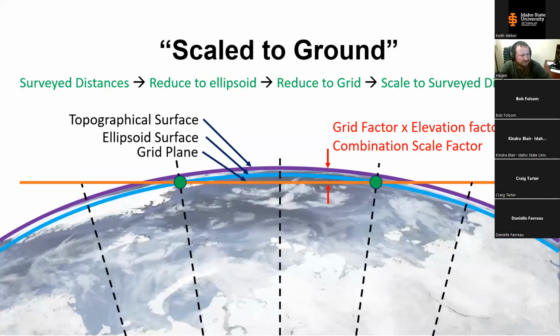If we combine those, the grid factor and the elevation factor, we get the third factor, the third scale, which is what we are normally talking about when we talk about scaling from grid to ground. This is the combination scale factor. And the combination scale factor allows us to move back and forth from the grid to the ground or topographical surface itself.